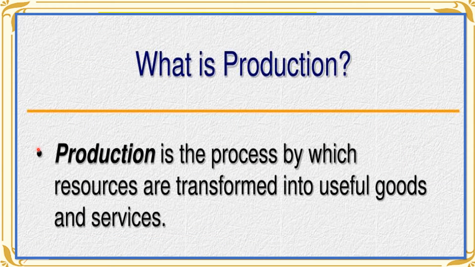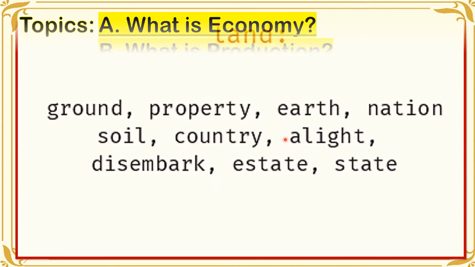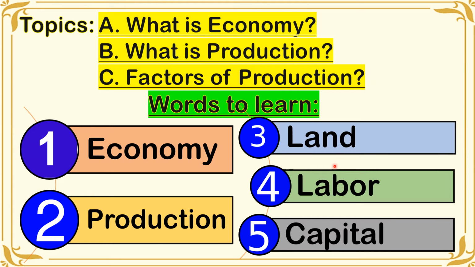The second one, production. What is production? Production is the process by which resources are transformed into useful goods and services. Number three, land. Land means ground, property, earth, nation, soil, country, estate, and state.